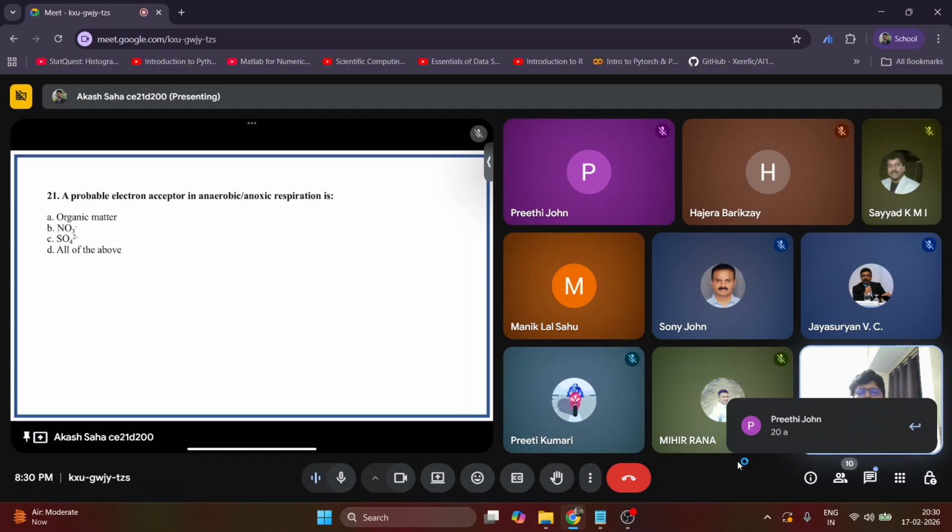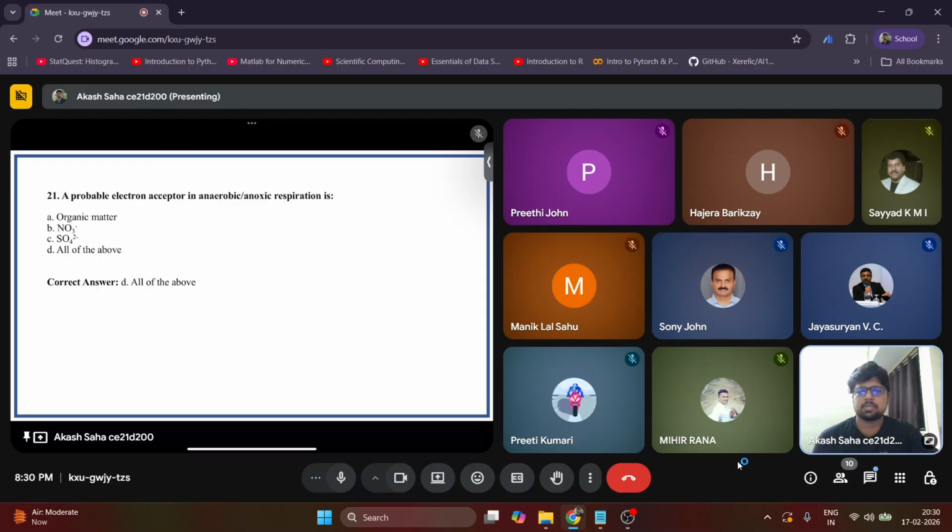A probable electron acceptor in anaerobic or anoxic respiration is, which of them? So all of them, because organic matter, nitrate, sulfate, everything is used as an electron acceptor in this kind of system, except for aerobic. In aerobic, we have oxygen as the electron acceptor.